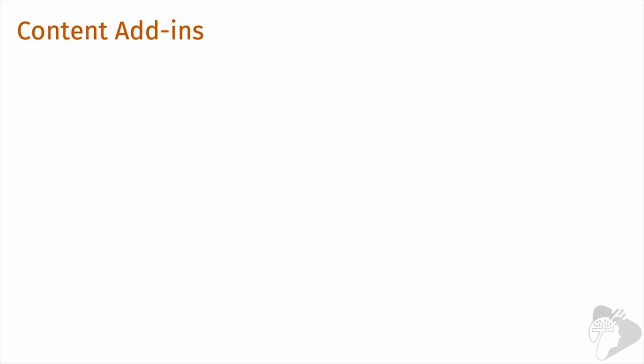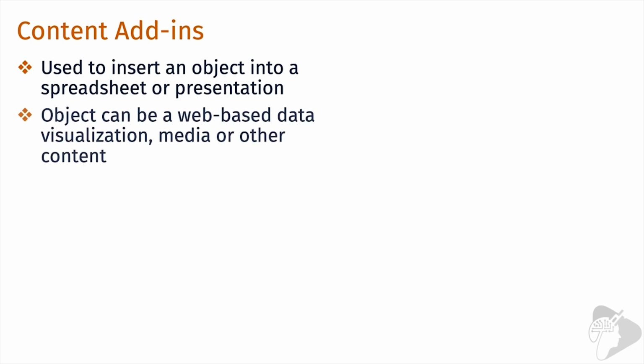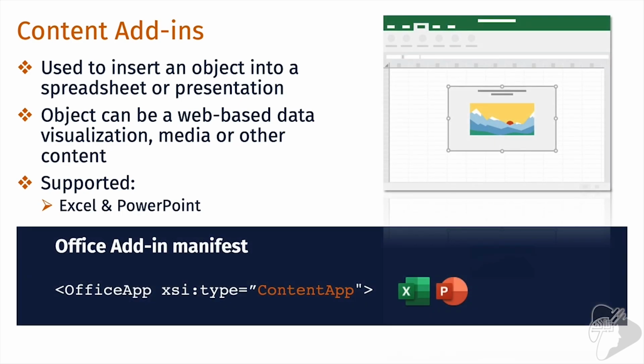Now, another type of add-in is the content add-in. The content add-in is used to insert an object into a spreadsheet or a presentation. And this object is going to be web-based data or a web-based structure that is going to be shown inside of this frame. And it can be like a data visualization or some media or some other content, like maybe you're going to show a map from Bing Maps or Google Maps. This is supported in both Excel and PowerPoint. Now, from a developer point of view, it works the same way really as a task pane add-in. You're going to implement this by creating a web app that's hosted in a location that you own.